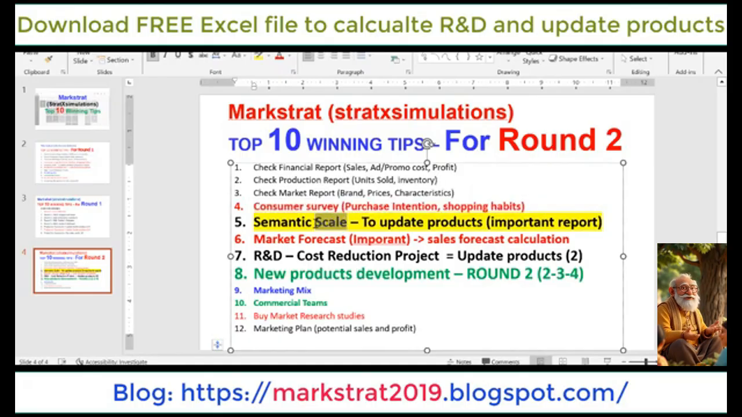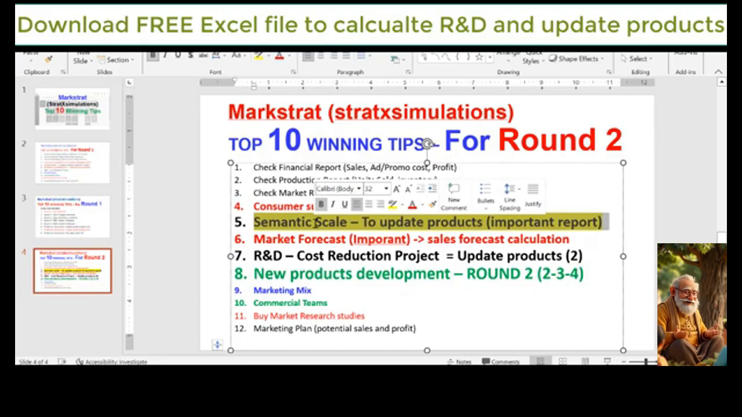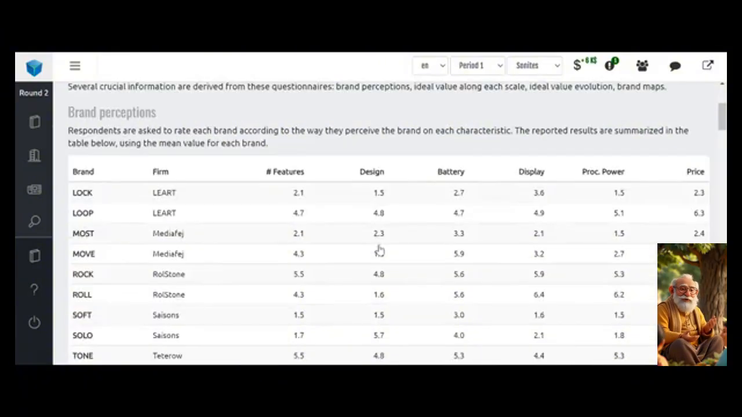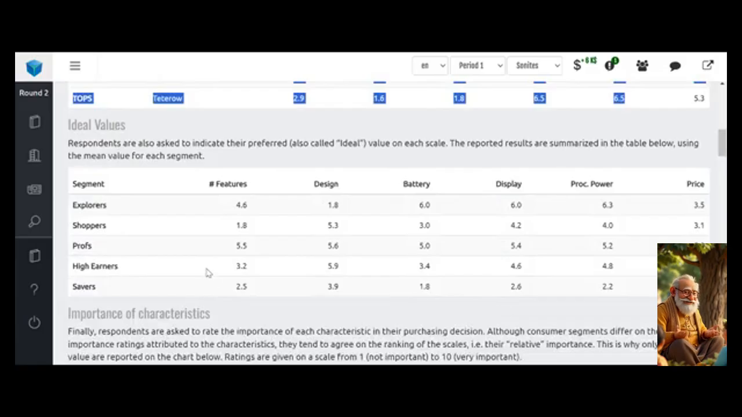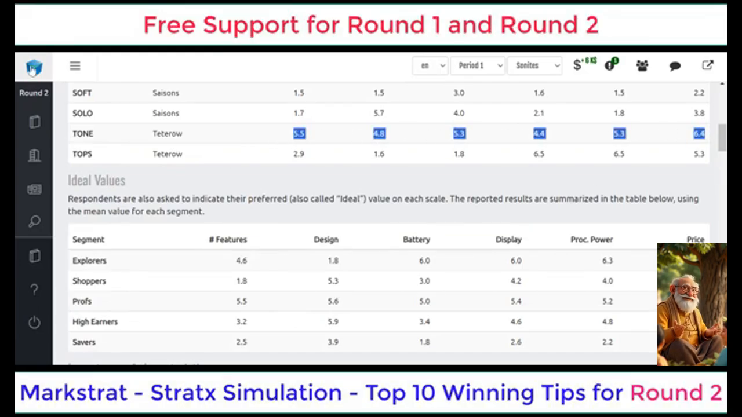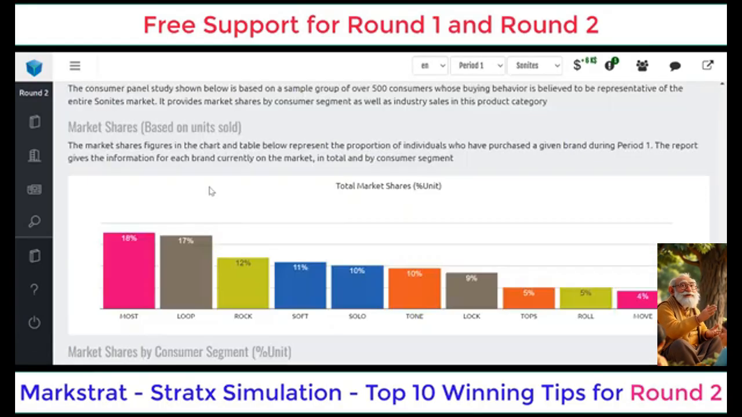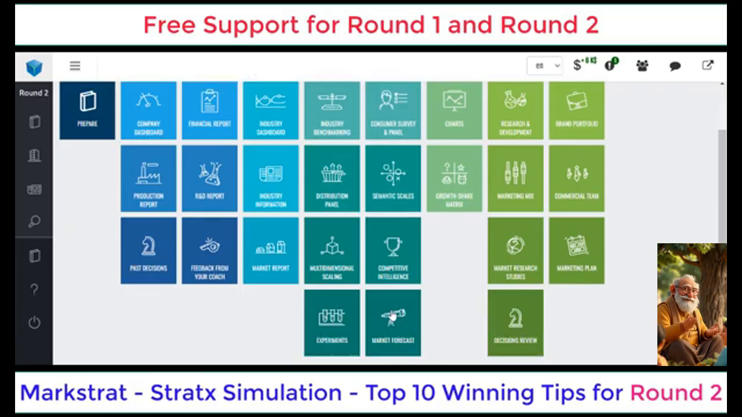Tip 5. Semantic scales. Check product perception versus ideal spot. One of the most powerful tools in Markstrat is the semantic scale report. It shows where your product is positioned in the minds of customers, across variables like price, perception, processing power, design, battery life, display quality. You should compare your brand's perception with the ideal point of the target segment. For example, if Torn is slightly aligned with professional but far from high earners on design and processing power, it's not optimal. If Tops is far from Explorer expectations in display and battery life, it's time to consider an update or a relaunch. Use this insight to plan your R&D investments.